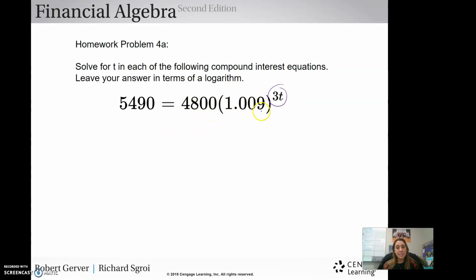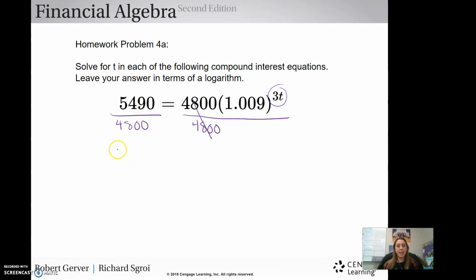So I have this times some unknown. What I'm going to do is divide both sides by 4,800. That becomes a 1, and I'm going to divide by 4,800. Okay, oh no, go back. So then I actually end up with 1.14375. I'm going to go ahead and leave it that way. It's going to be equal to 1.009 to the 3t.